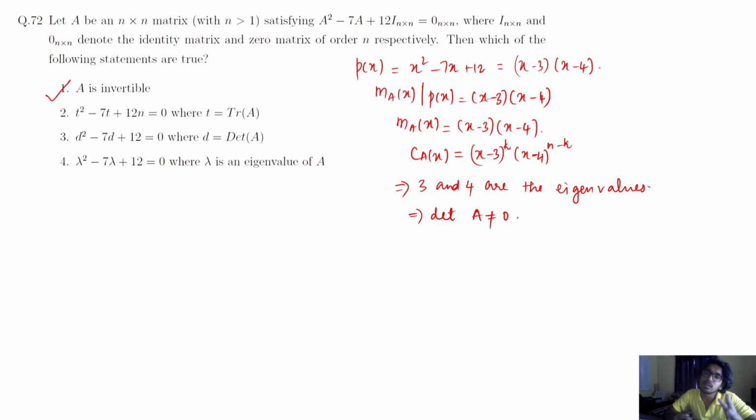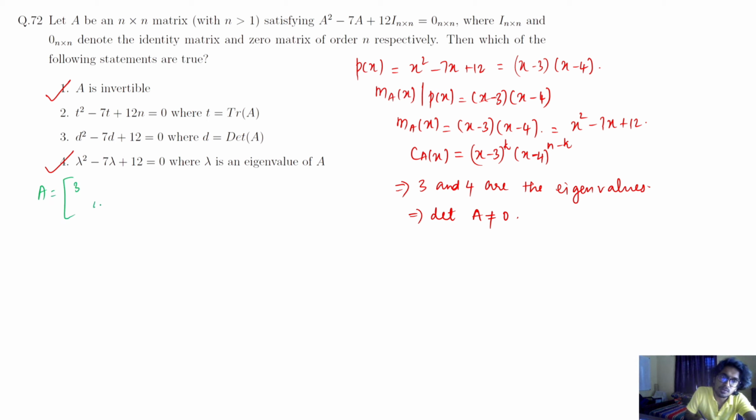Or if you just expand this one, this is what you are going to have. 3 and 4 are the eigenvalues. When you substitute 3 into it and 4 into it, it will satisfy this equation. Instead of x, they have lambda in the question. And options 2 and 3 claim that the trace and the determinant will satisfy the minimal polynomial. That need not be true, right? If you have to show these two are false, you may pick an example. For simplicity, let me choose my A to be a diagonal matrix of order 2 with 3 and 4 in the diagonal.